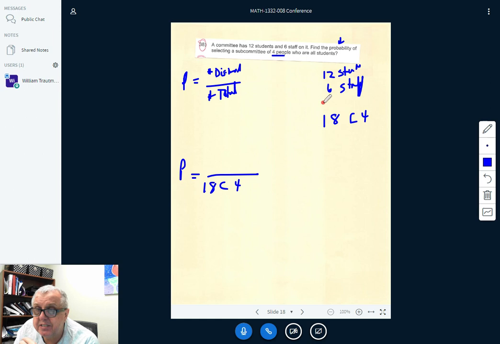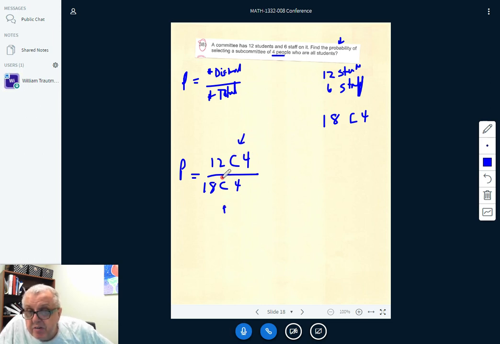Do you see? That's the start. We're picking 4 people from 18. These are all the different ways of picking 4 from 18. Now I have to find the probability of selecting a committee of 4 people who are all students. So we have to pick 4 just from the students, which is 12C4. This is our desired outcome, just the students. This is how many people there are altogether, and we're picking 4 from all of those people.